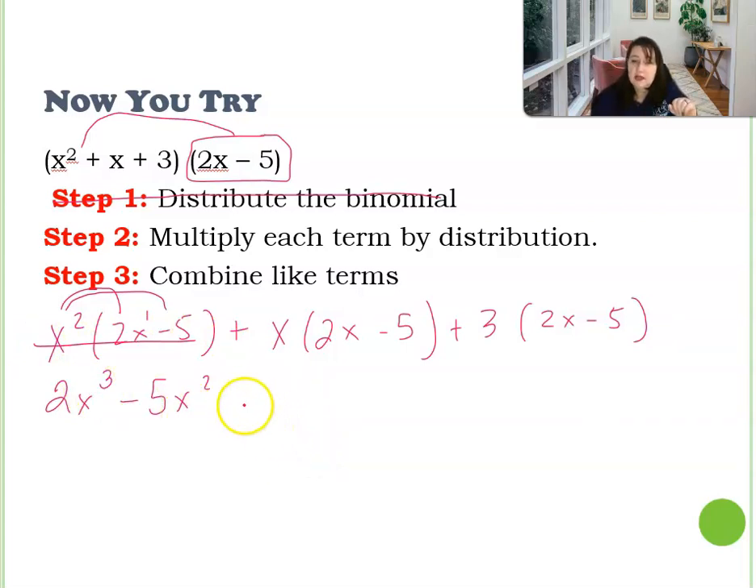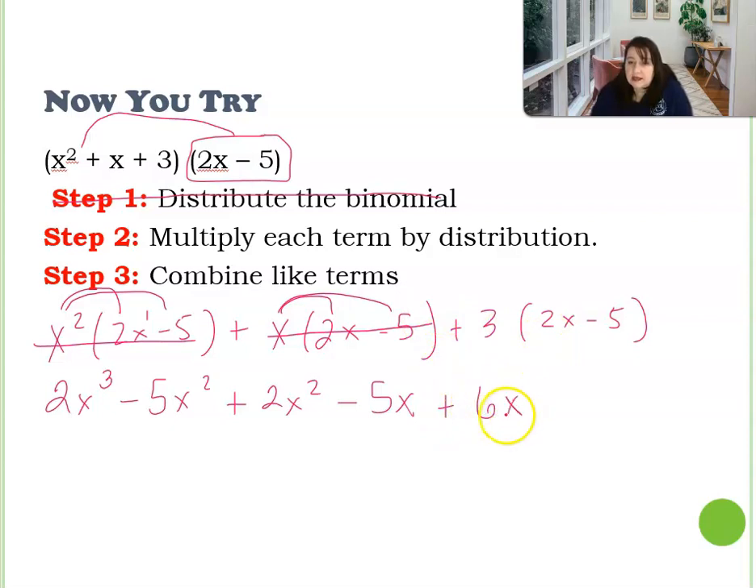We're good. So now we go to the next one, plus, and I'm going to do this. I'm going to have x times 2x, so I end up with 2x squared. And then x times negative 5, which just gives me negative 5x. You'll notice I ended up with my two terms, 2, 1. I'm done with the second term. Let's go ahead and do the third one. So I have 3 times 2x, which is 6x. I have 3 times negative 5, which is negative 15. So you'll notice, again, I have 3, 2, 2, 1, 1, 0.